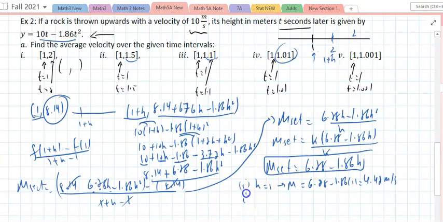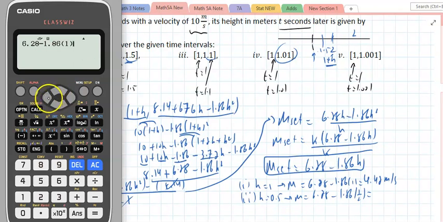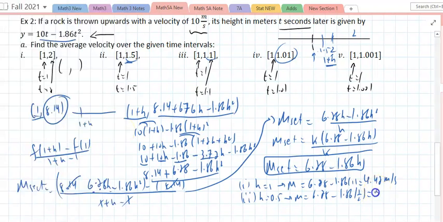When I go to part 2, I'm going from 1 to 1.5. So from 1, what do you add to get 1.5? A 0.5. So that means m equals 6.28 minus 1.86 times a half, which is 5.35.